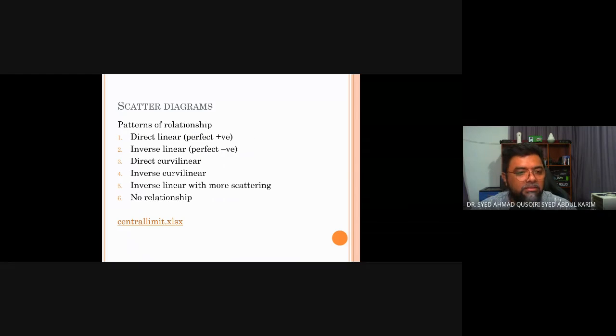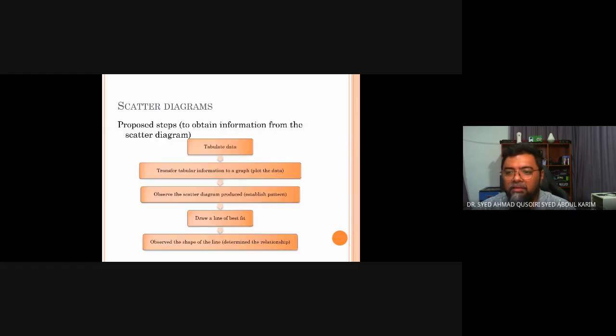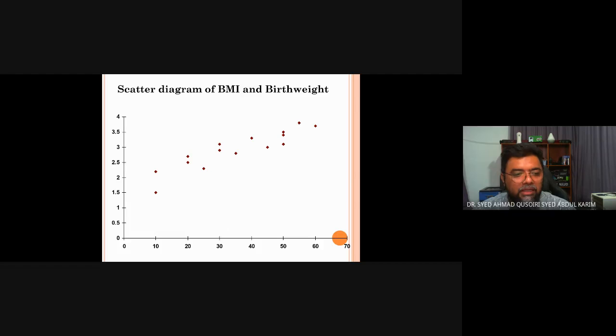So patterns of relationship here, we have the direct linear, inverse linear, perfect positive, perfect negative. Like if we watch this scatter plot, this is an example of a linear correlation. As the birth weight increases, the BMI also increases, right? But it is not a perfect direct linear. If it were a perfect direct linear, you would start from zero.